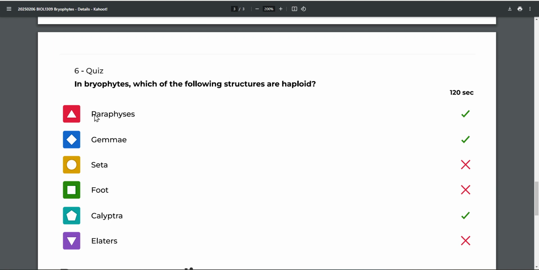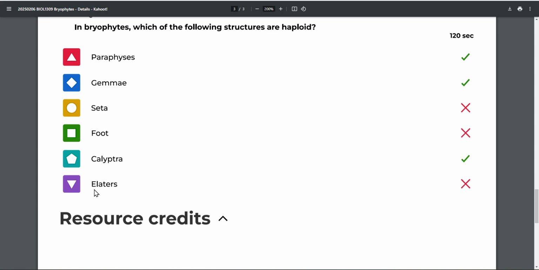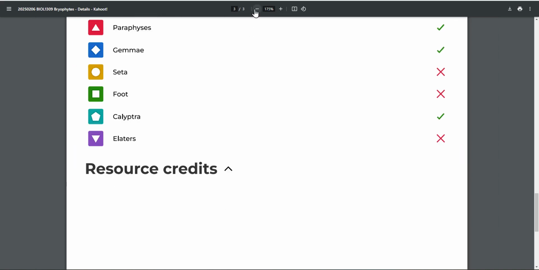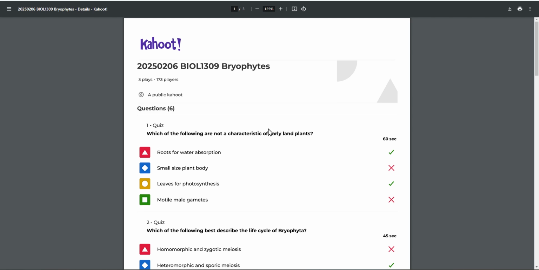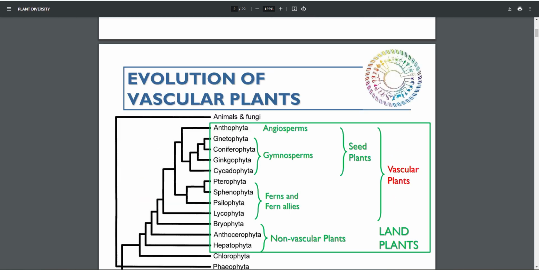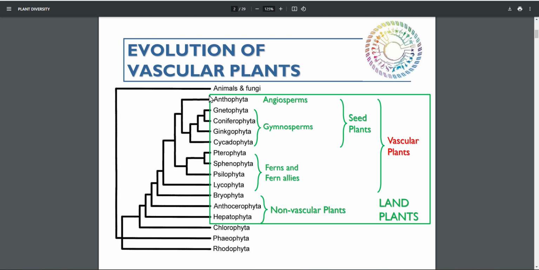Finally, which of the structures are haploid? The paraphysis, the protective cell, the gemmae for vegetative propagation, and the calyptra, which is from the female archegonium, the female reproductive organ of the female gametophyte. Seta and foot are diploid. The elater, which is for dispersing spores, is again diploid. Alright, so that's really it for bryophytes. And now we'll move on to talking a bit about vascular plants.